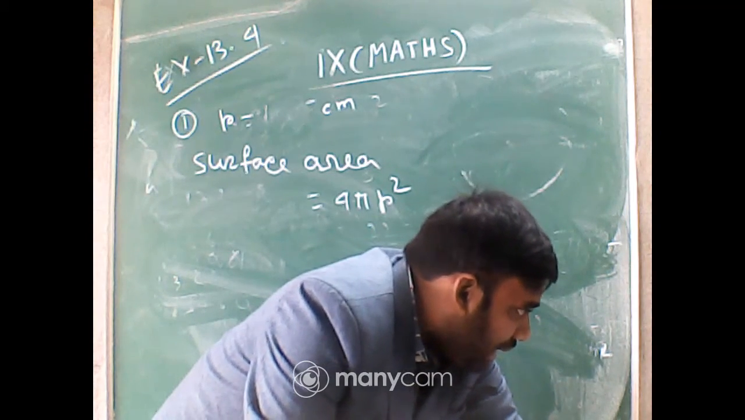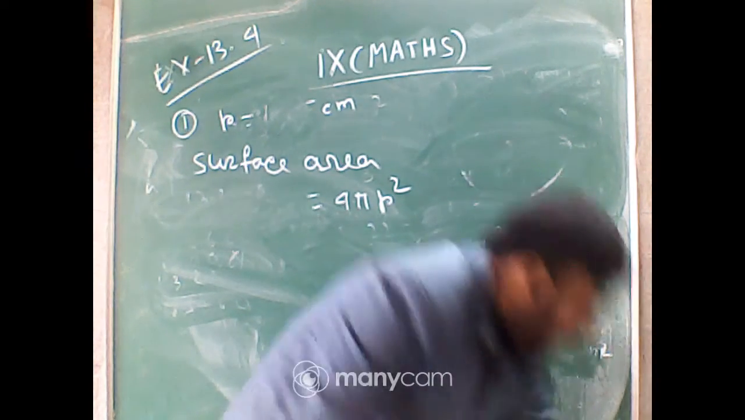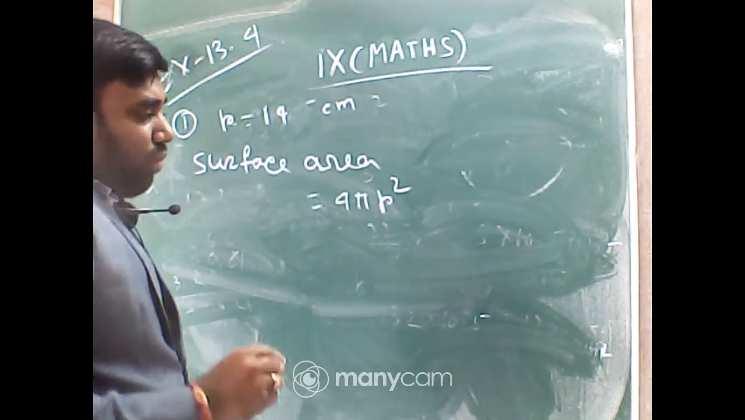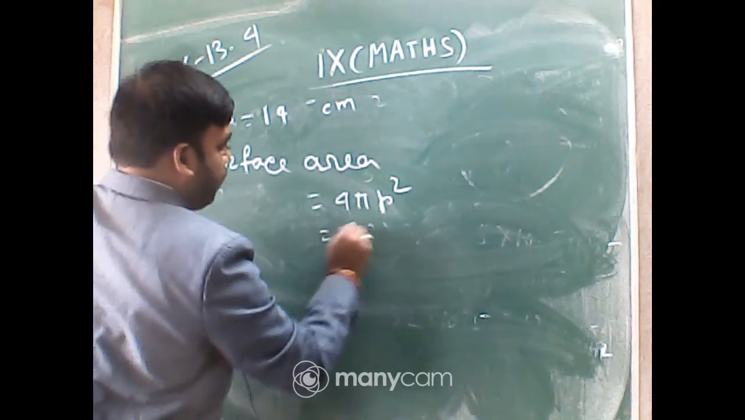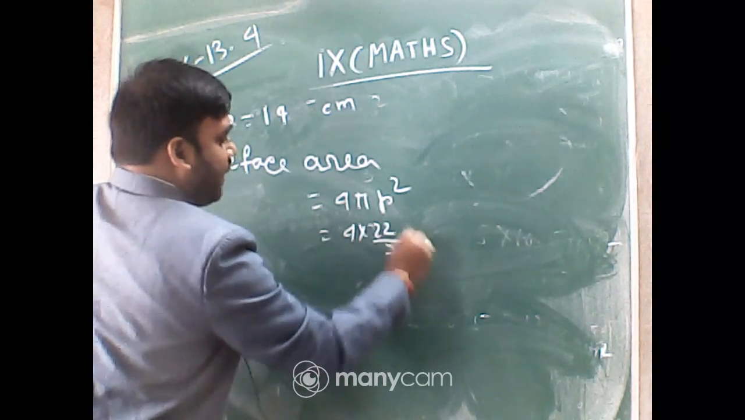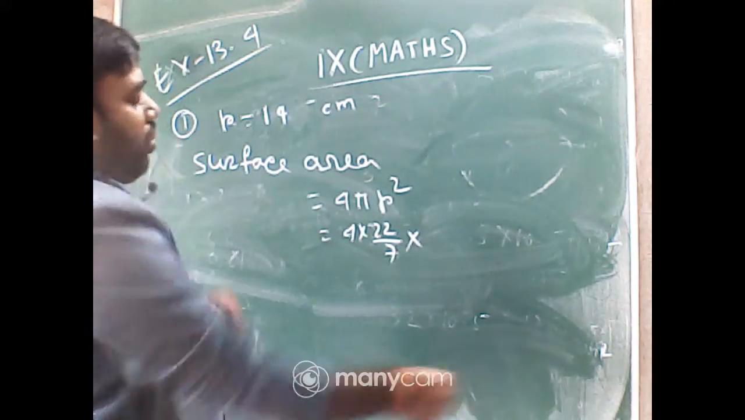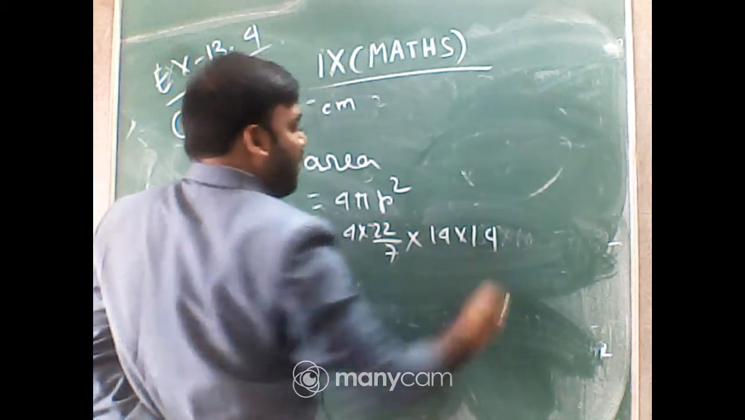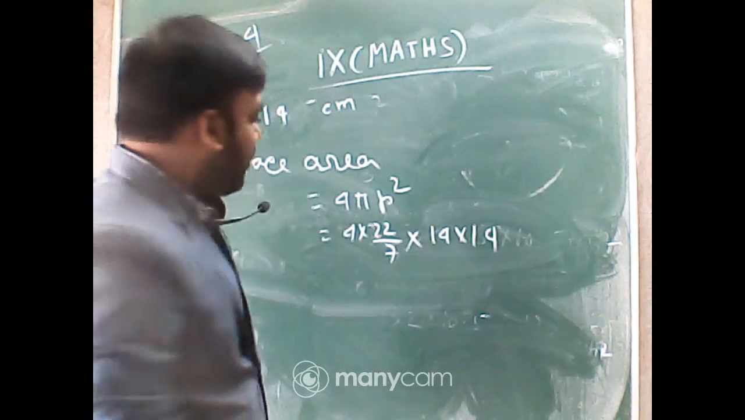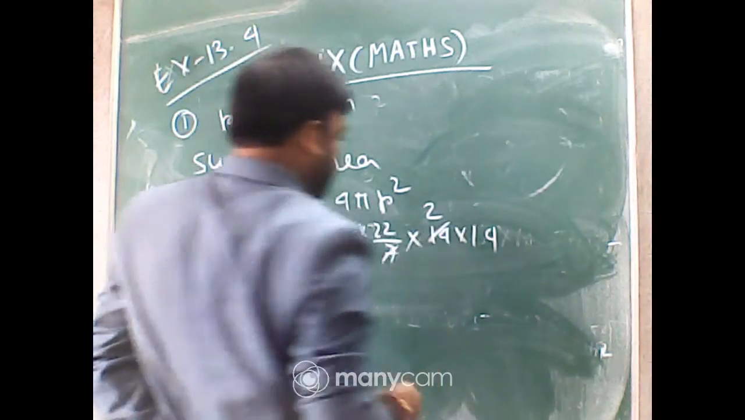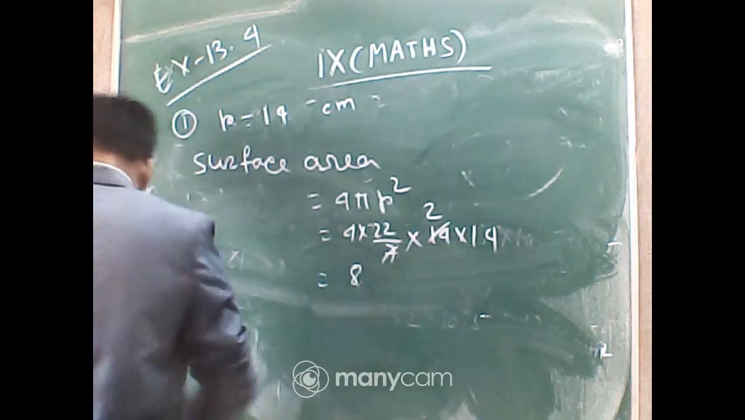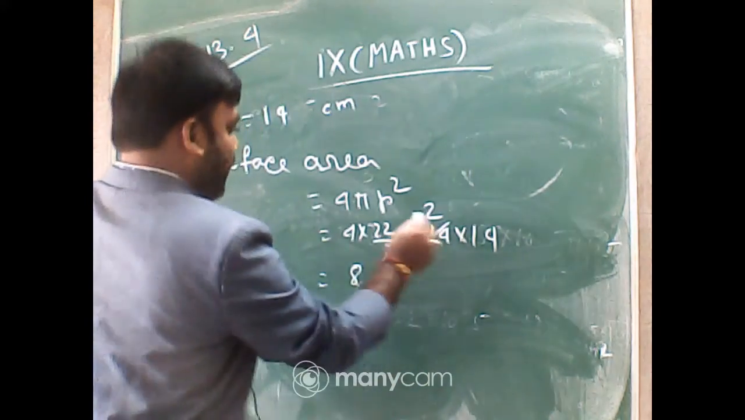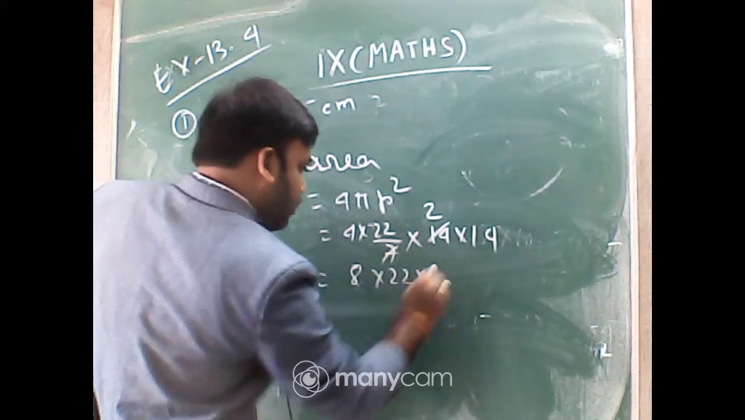Now the second sum, when r equal to 14 centimeter, what will be the surface area? That is 4 into 22 by 7 into r square. So r square means 14 into 14. Very easy calculation. That is 7, 2, 8, 4 2 are 8 into 22 into 14.